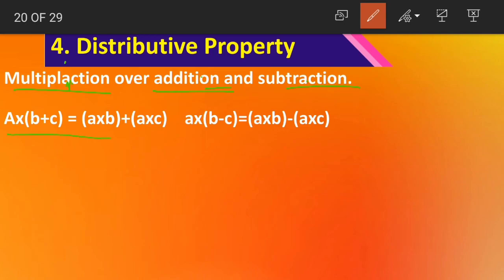First condition is multiplication over addition. Let us take three integers. Again, a is equal to 2, b is equal to 3, c is equal to minus 1. Okay children? A is equal to 2, b is equal to 3, c is equal to minus 1. We will substitute in LHS: 2 into 3 plus of minus 1.